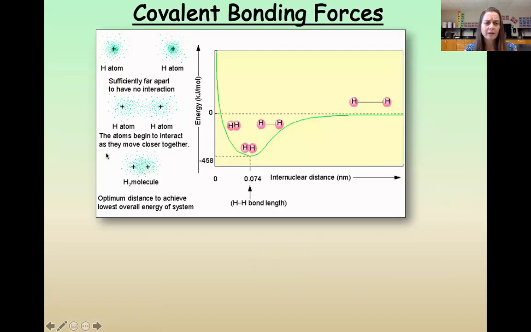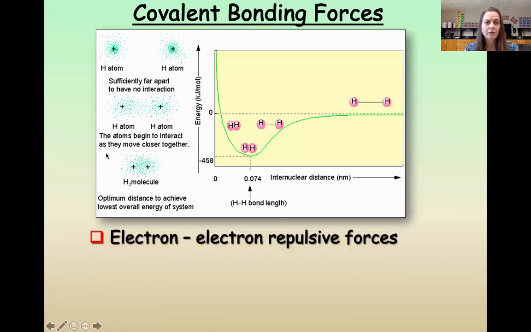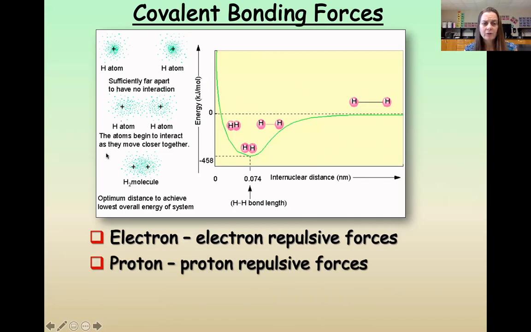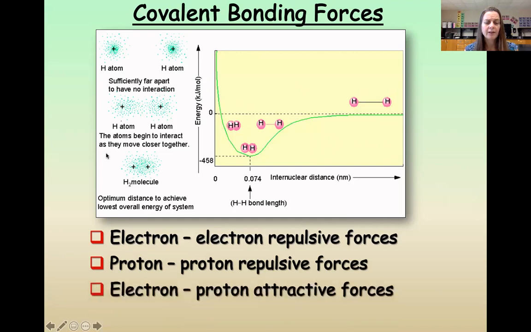So let's talk about covalent bonding first. When we talk about covalent bonding, it's really a balancing of repulsive forces and attractive forces. So first we have the repulsive forces of the electrons of one atom for the electrons of the other atom. And we have the repulsive forces of the protons of one atom for the protons of another atom. But then we have an attractive force, and that's the attraction between the electrons of one atom and the protons of another. And so covalent bonds are really all about balancing these opposing forces.